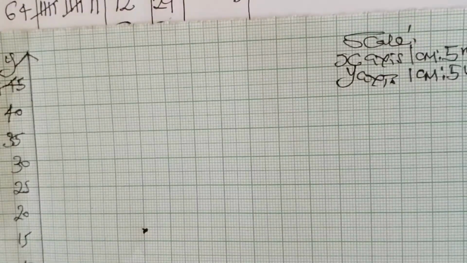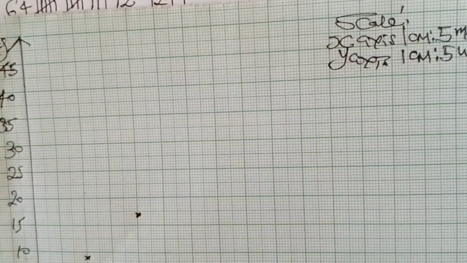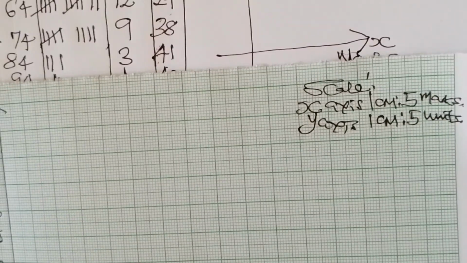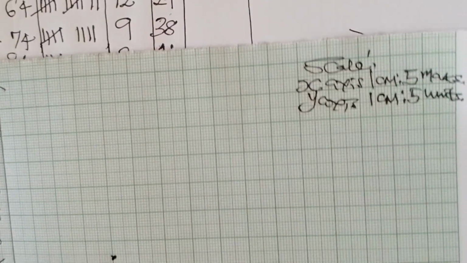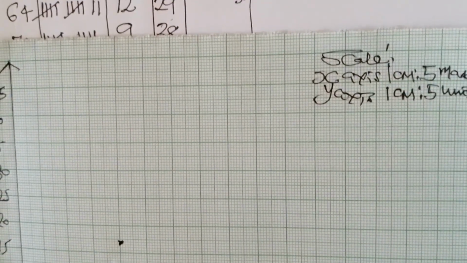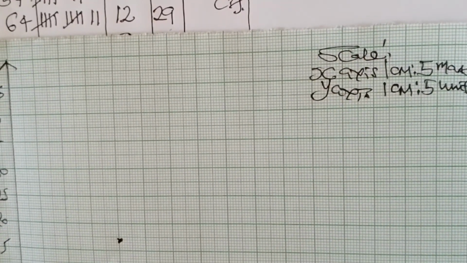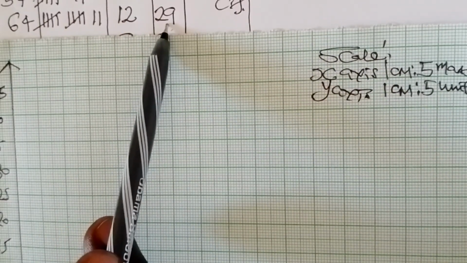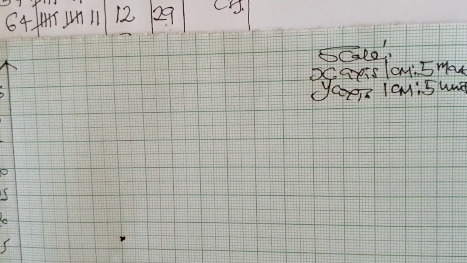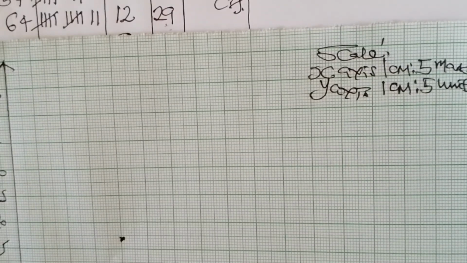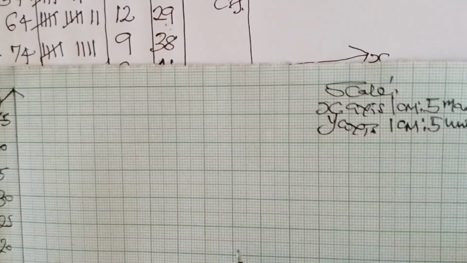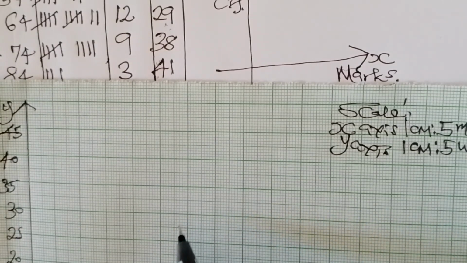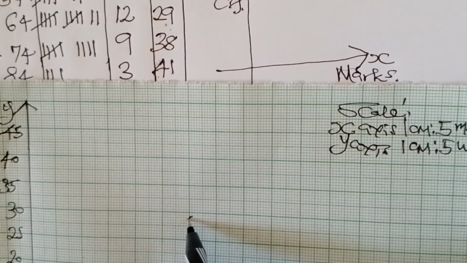At 64.5, we're going to plot 29. So here is where we are. 64.5, 29. 29 will be 2 small squares below 30.